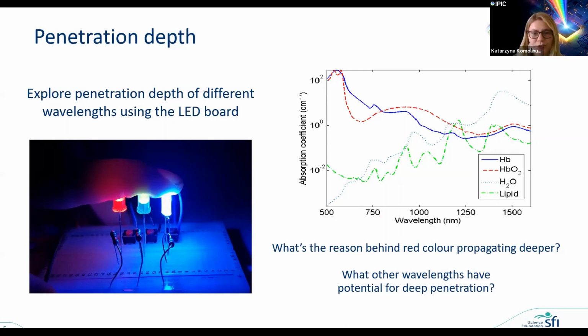What you might find useful is the absorption spectra of different chromophores that you can encounter in biological tissue, like hemoglobin, water, or lipids, which you can see on the graph on the right-hand side of the slide. What you might think about is why, for example, the red color is propagating deeper. What are the reasons behind different wavelengths propagating different distances? And what other wavelengths would be the most suitable for deep tissue penetration? Next slide, please, Marcelo.